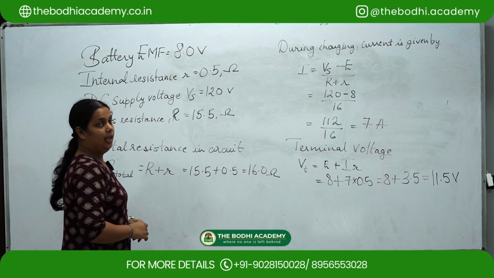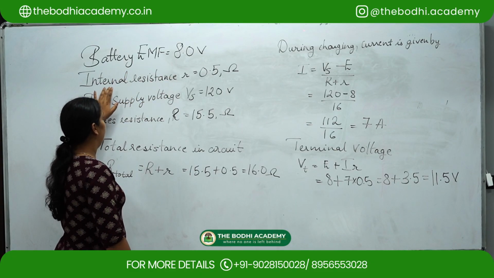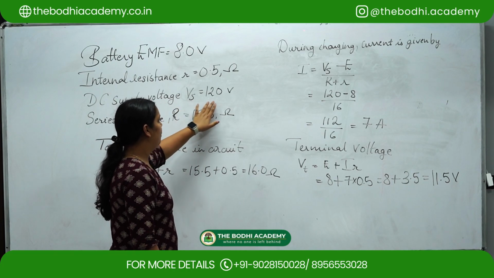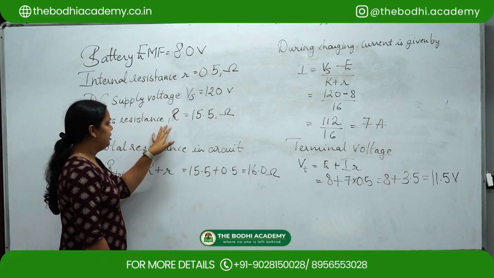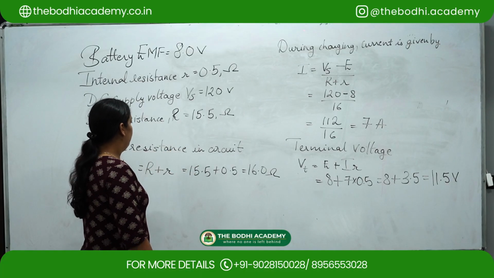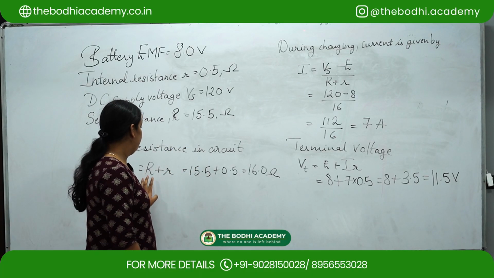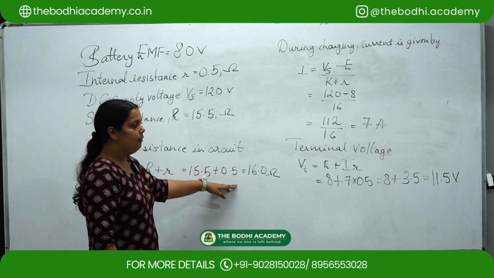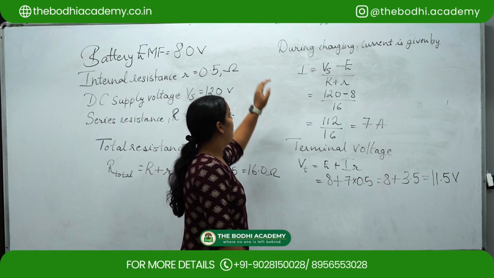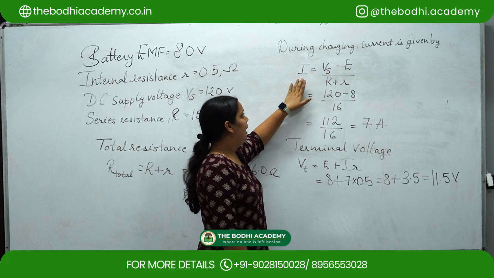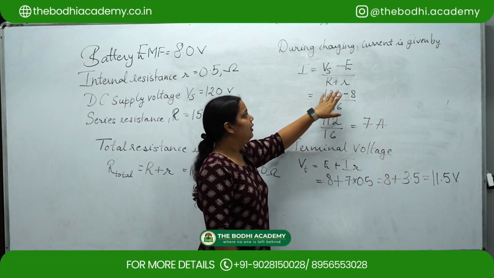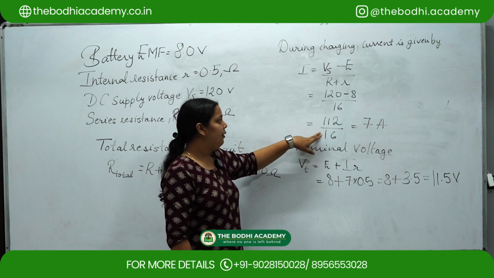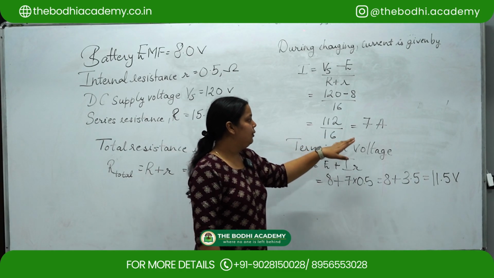We are given battery EMF E equal to 8 volt, internal resistance r equal to 0.5 ohm, DC supply voltage Vs equal to 120 volt, series resistance R equal to 15.5 ohm. Total resistance in the circuit is R plus small r, internal resistance, 15.5 plus 0.5 ohm, that is 16 ohms. During charging, the current is given by I equal to Vs minus E upon R plus r. So that is 120 minus 8 upon 16, so 112 upon 16 equal to 7 amperes.